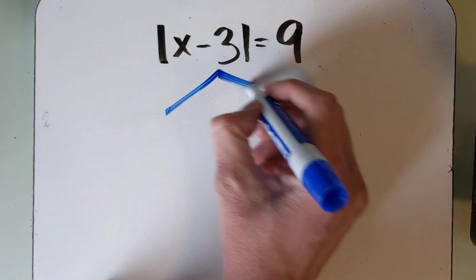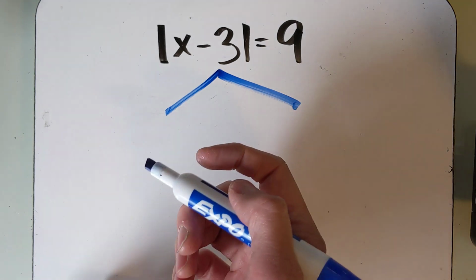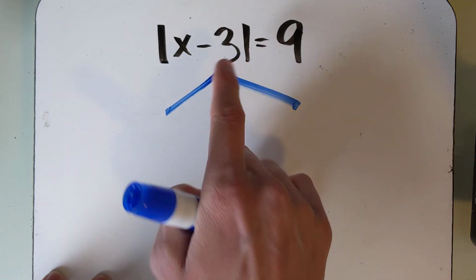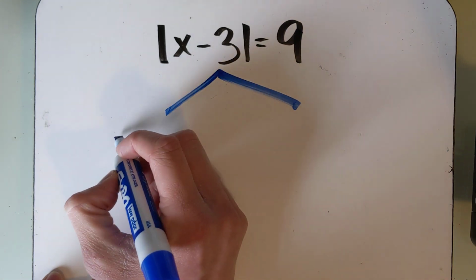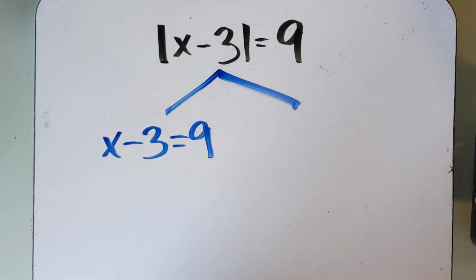So what we're going to do is just create 2 separate questions. We're going to start with that upside down caret there, and then we're just going to rewrite this, but without the little lines there. So we have x minus 3 is equal to 9. Go ahead and write that down.